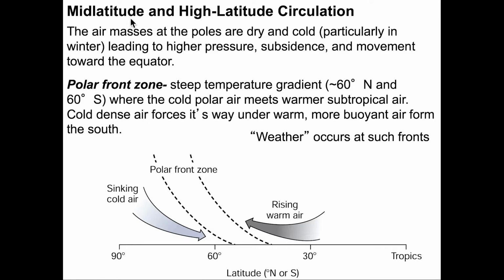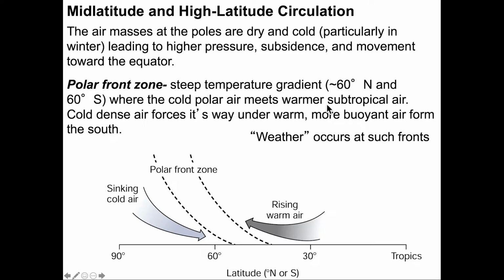So in this case, we have a polar front zone with a steep temperature gradient at about 60 degrees north. This would be right around the northern border of Saskatchewan, where this is focused, and about 60 degrees south. This is where the cold polar air meets warmer subtropical air.